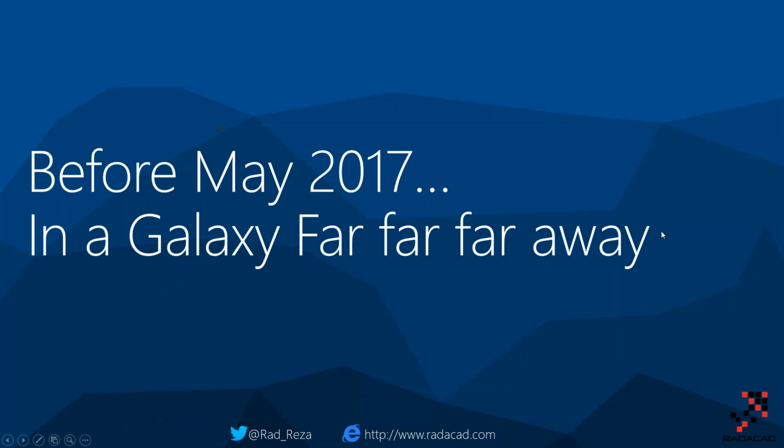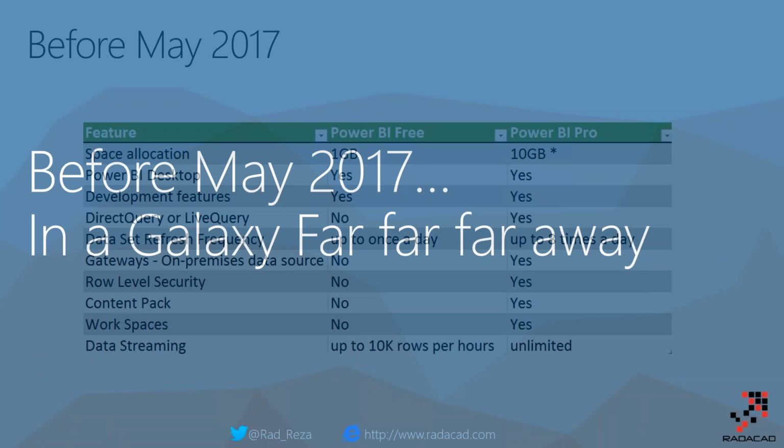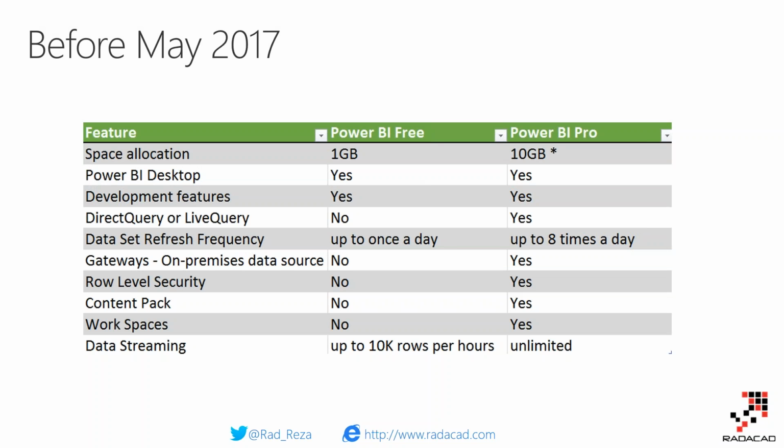All right, so what was happening before May 2017 in a galaxy far, far away? Before May 2017, the licensing plan for Power BI was pretty simple. It was two separate accounts, Power BI Free and Power BI Pro. There were some differences between these two. Both can use Power BI Desktop. In terms of using Power BI Desktop and development features, there were no differences. But some of the advanced features could only be used by Pro. For example, the space that you got in the Power BI account on the website was 10 gigabytes for Pro and 1 gigabyte for Power BI Free.